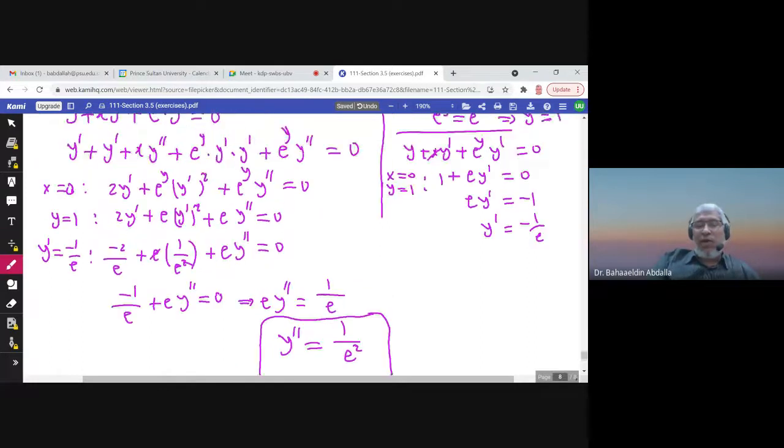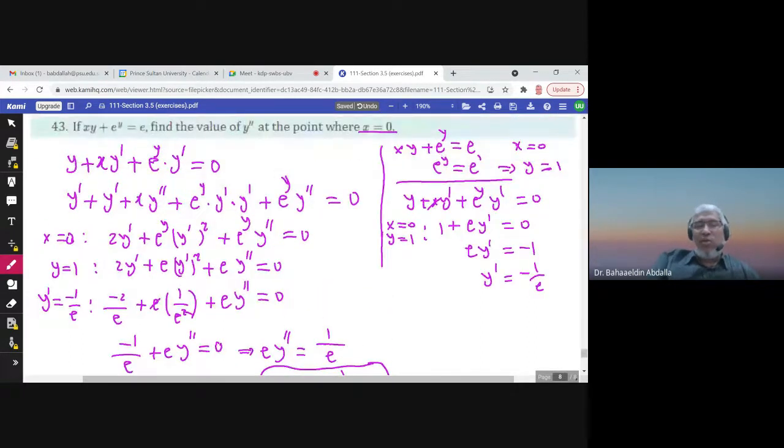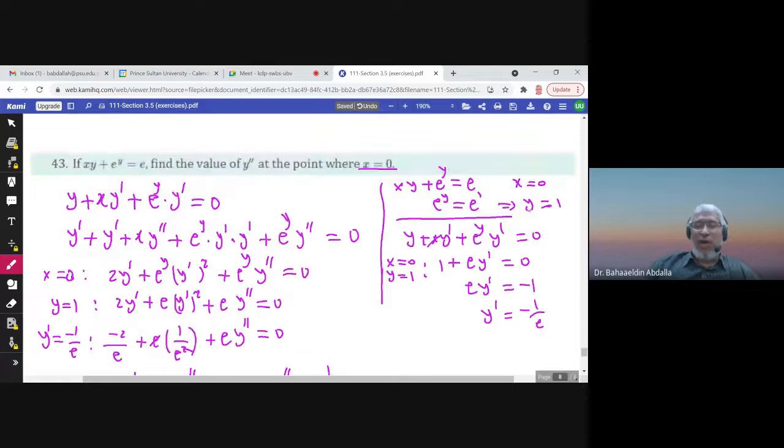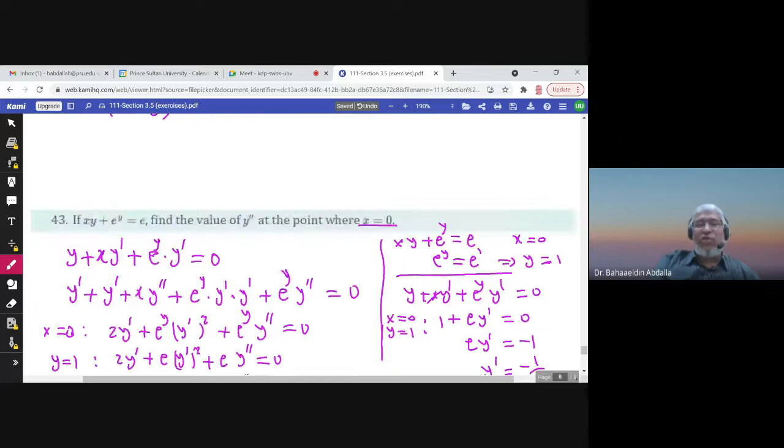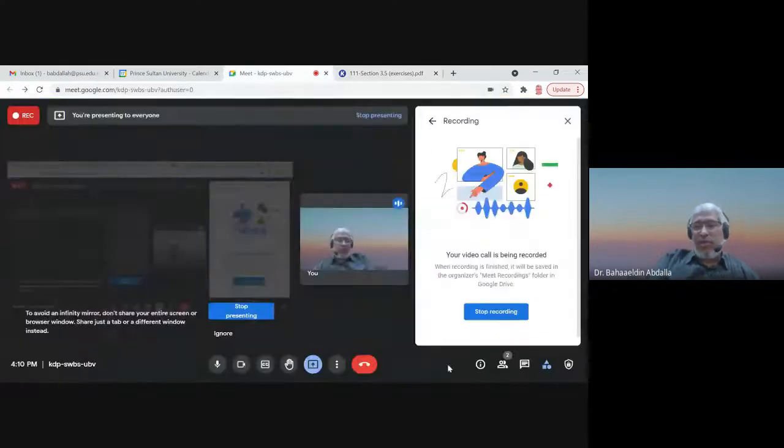y double prime is 1 over e squared, but we needed to find the value of y and the value of y prime when x is 0. So we needed to use the original equation and the first derivative also. Thank you very much. I hope you enjoyed implicit differentiation.